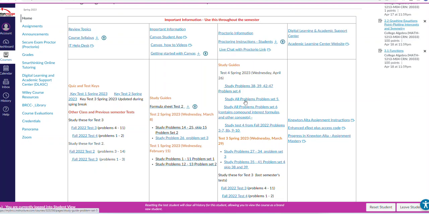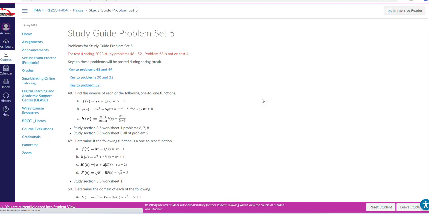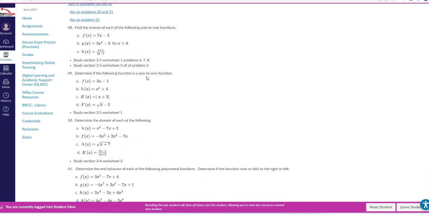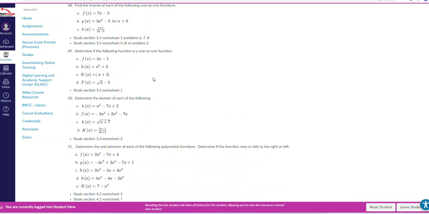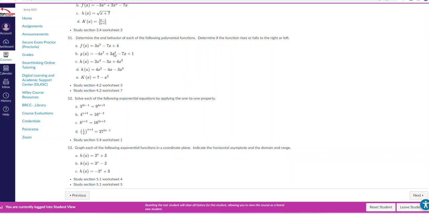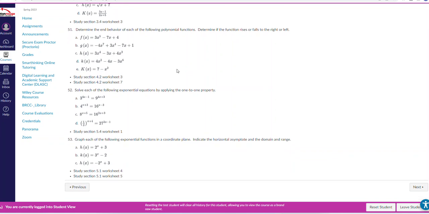Let's go to the other study guide. This says study all problems, problem set 5. Let's look at that. Actually, it says problem 53 is not on the test, but everything else is. So make sure you're looking at all these other problems. That's the one where you dealt with inverse functions and one-to-one functions. You had to find the domain of certain functions. That's where we talked about the end behavior of certain functions.